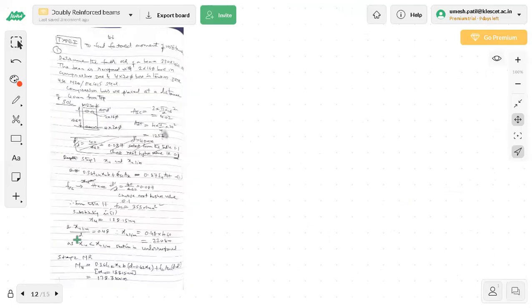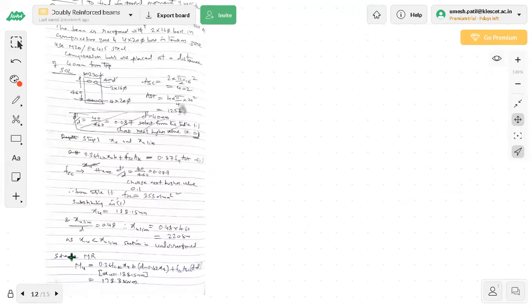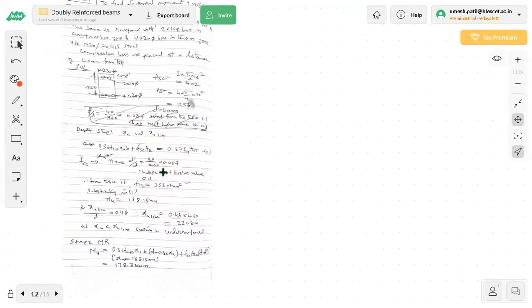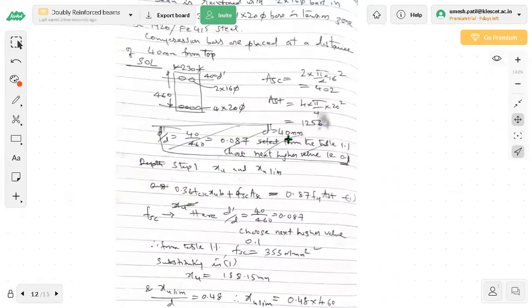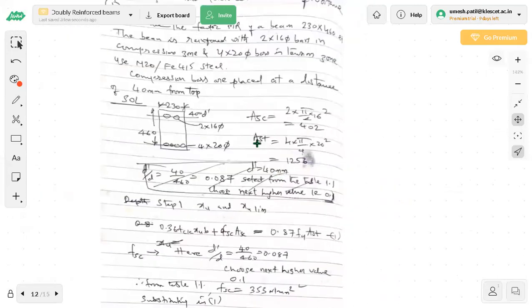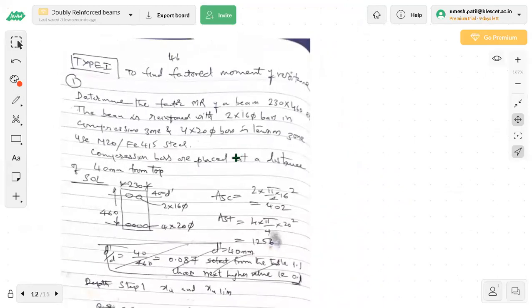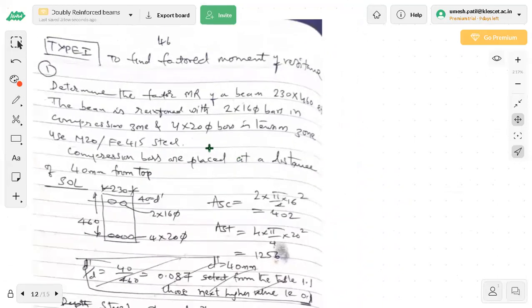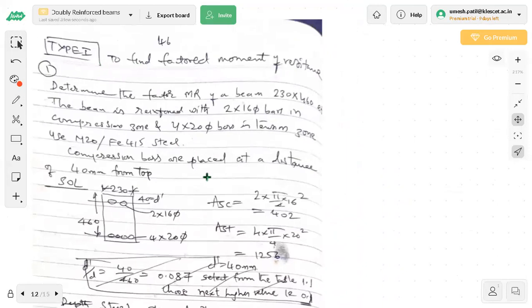Okay, now let us see this. Only 5 minutes are left here. I'll just show you how to solve a problem. For the doubly reinforced section, I'll be able to complete this problem in this class. All of you type your USN, division and name. To find the factored moment of resistance, type 1 problem.